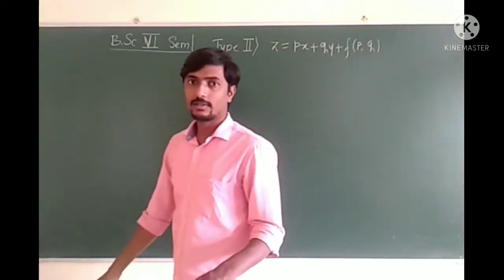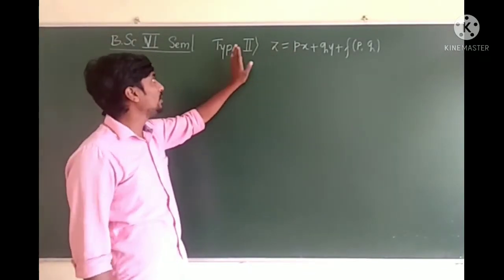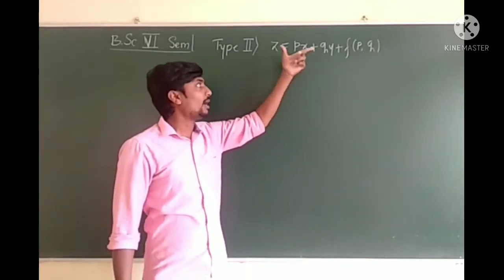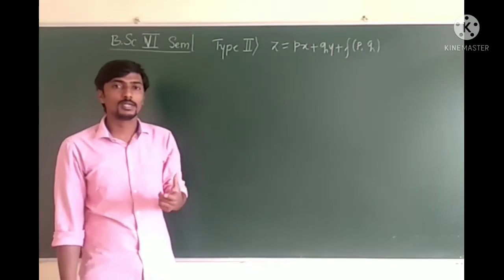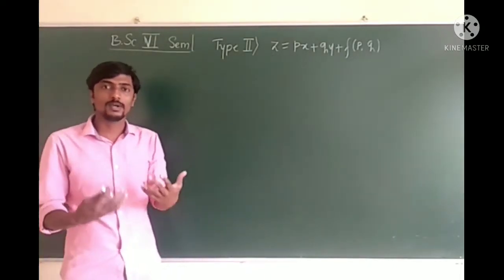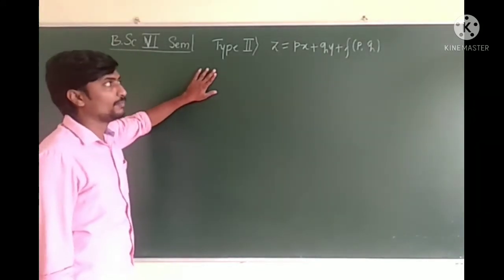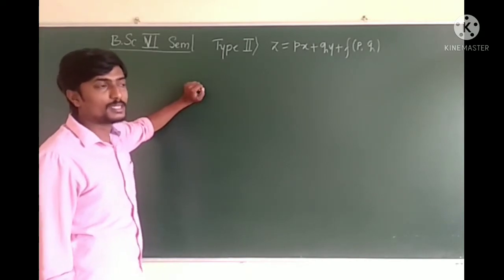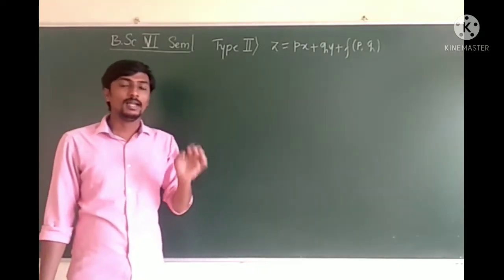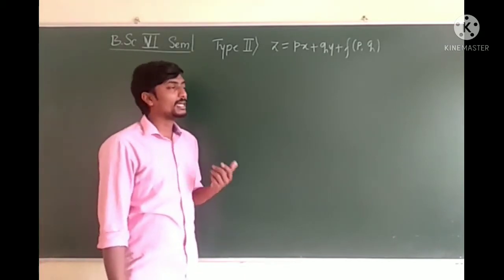If the given equation is in this format and it is non-linear, then it is type 2. Let's understand how to get the solution of this partial differential equation. What is the working method here? In this type they will ask for two forms of solutions: one is the complete solution, the complete integral, and the other is the singular integral.